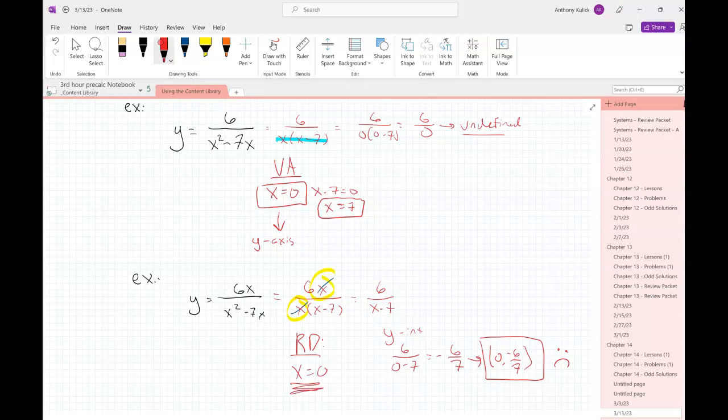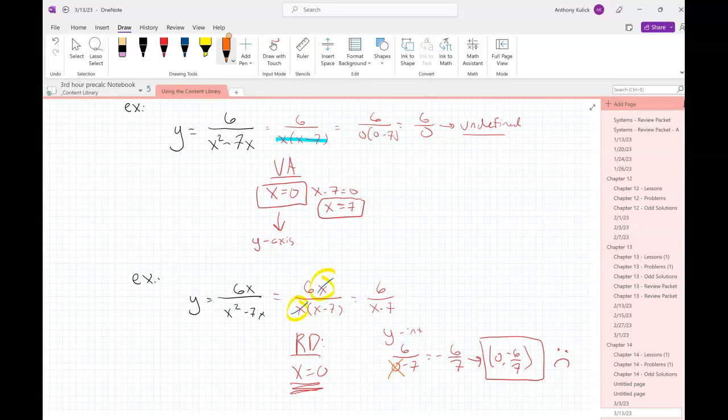So we have a removal discontinuity at x equals 0. That means we can't plug 0 in later on. Boom. So that's like the sneakiest move that Mr. Kulik can pull. So what is it?